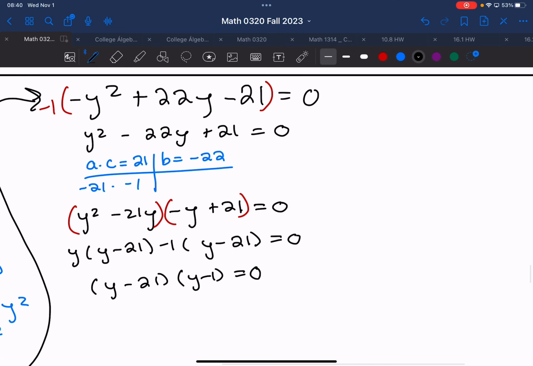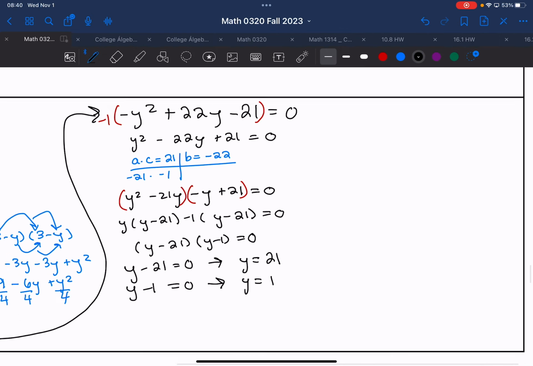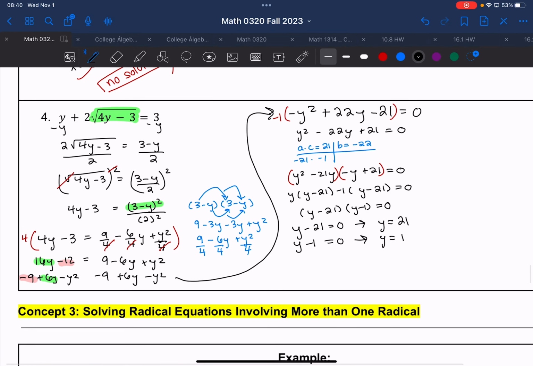From here, what do I need to do to figure out what my two values of y are? Set both equal to 0. So y minus 21 equals 0 tells us that y is equal to 21. And y minus 1 equals 0 tells us that y is equal to 1. Okay. So before we can say that both of those are our answers, what's our last step? We have to check our work.